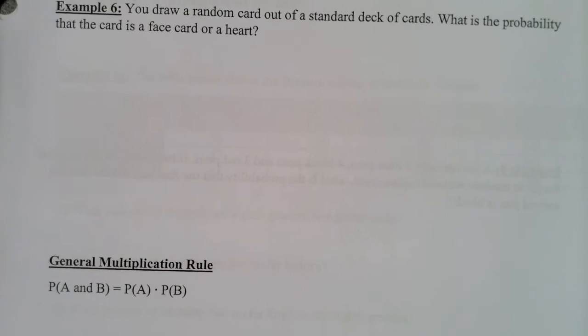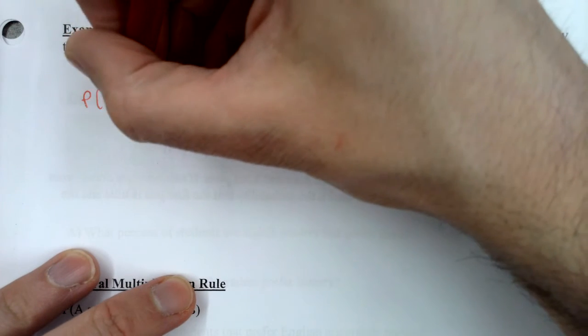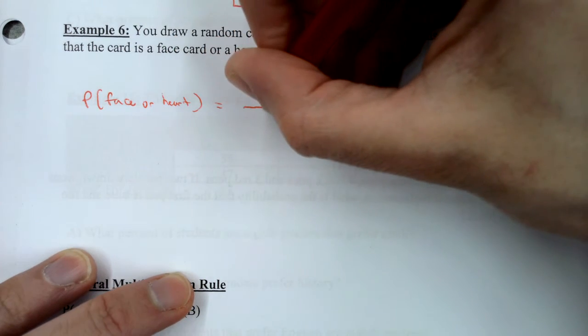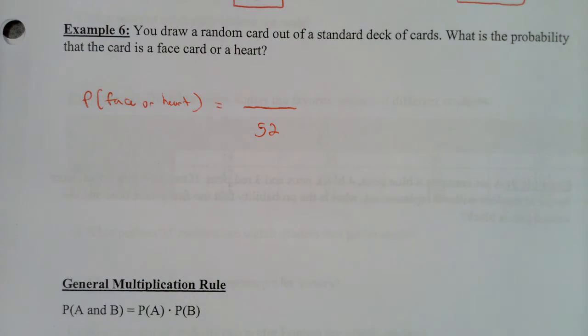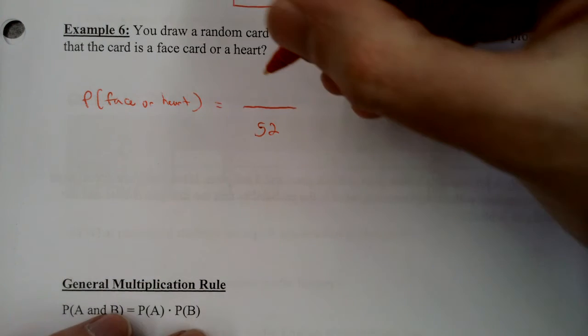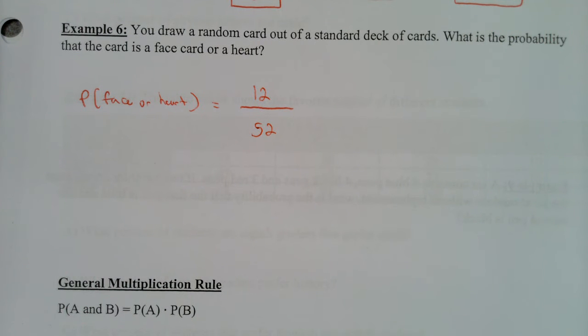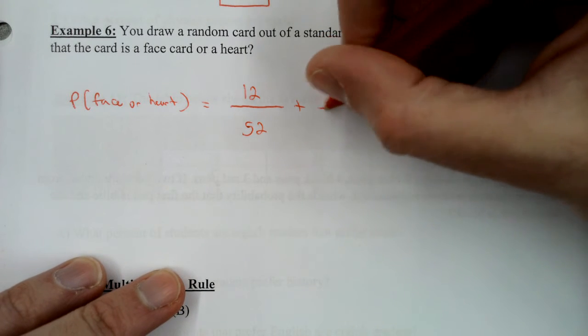Example 6. You draw a random card out of a standard deck of cards. What's the probability that the card is a face card or a heart? Okay. So the probability of a face or a heart. First we're going to count the face cards. Again, I have the picture online. There's 12 face cards, the kings, the queens, and the jacks. There's 12 face cards. There's 13 hearts, so we're going to add 13 out of 52.